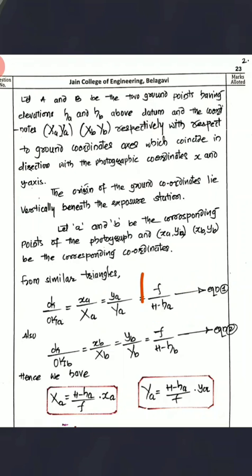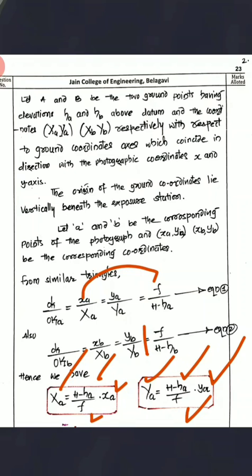Now similarly you will have xb divided by capital XB, small yb divided by capital YB, equals f divided by capital H minus small hb. This is equation 2. Now if you compare these terms, capital XA is equal to (H minus HA) divided by f into small xa. Similarly, YA is equal to (H minus HA) divided by f into small ya.